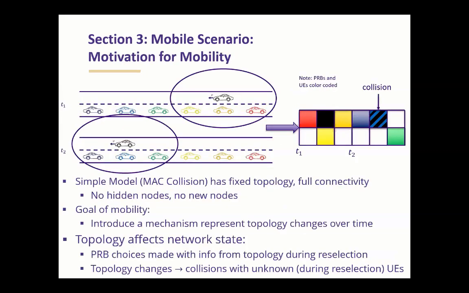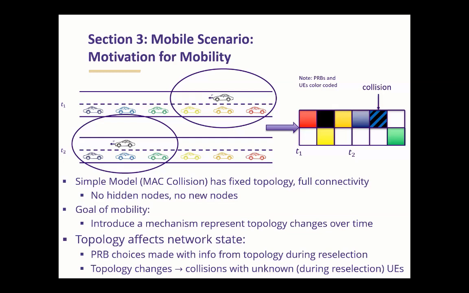So why are we talking about mobility? The answer is that mobility allows us to introduce the notion of the underlying topology, that is, the positions of the UEs during the simulation, changing over time in a simple way. Here we can see a simple example where at T1, the black UE is in one position with the packets of 3 UEs being decodable, while at time T2, it's in a different position with 3 different UEs being decodable. If T1 and T2 are close enough that the black UE did not reselect between those 2 times, then its PRB choice might be bad and cause a collision.